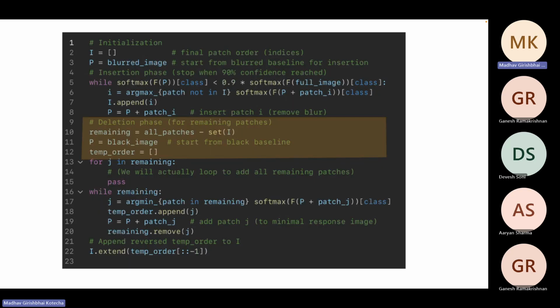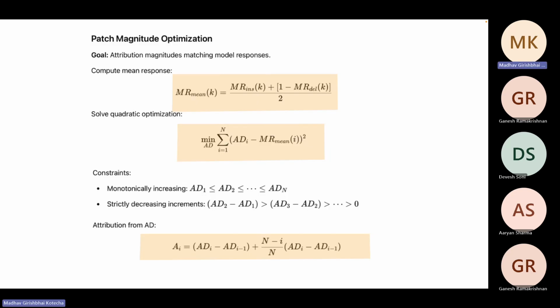Let's go to the next slide. This is the pseudo code for this, where I highlighted this part. First we start with the blurred image, and until our confidence reaches 90%, we keep adding patches while maximizing the model response with each patch. Then for the remaining patches we get a temporary order, reverse it, and only add the most significant patches. This is the patch magnitude optimization that I was talking about.